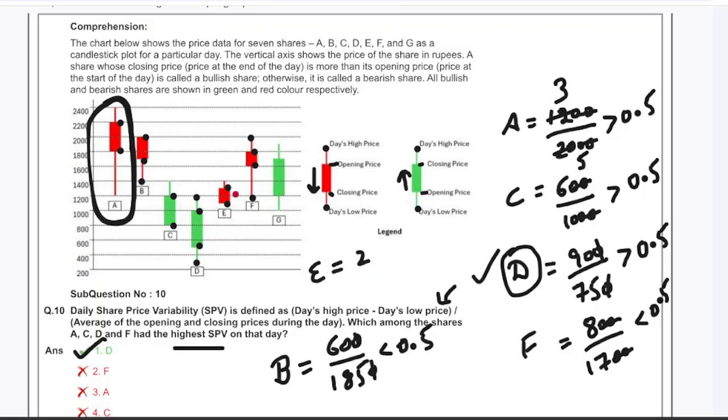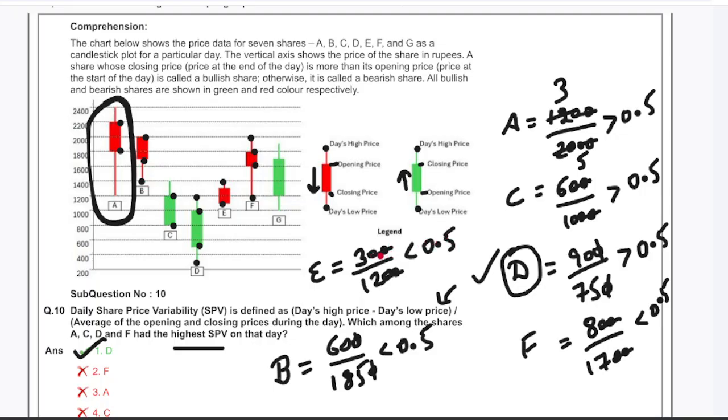For E, at this point we have to take 1400 and 1100, that is 300, divide by the average, that is 1200. Now that is again less than 0.5.